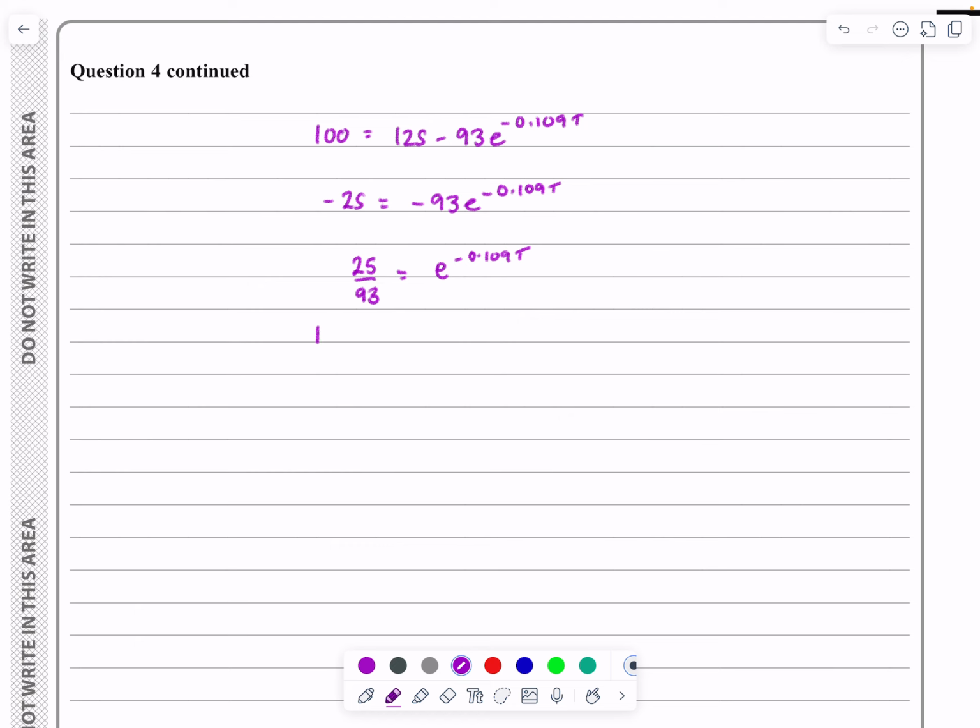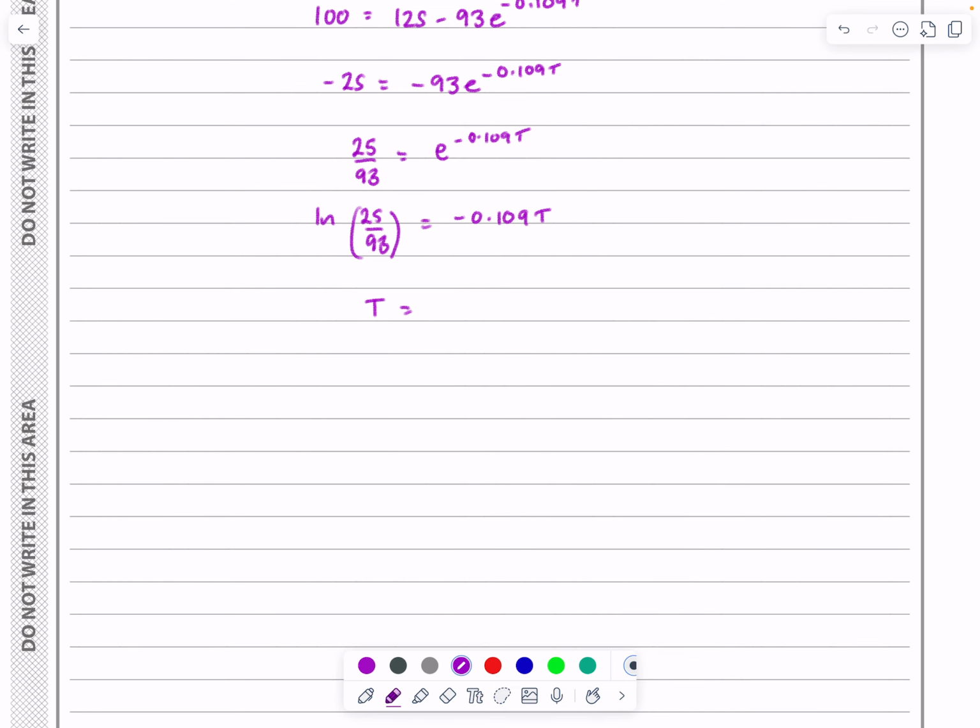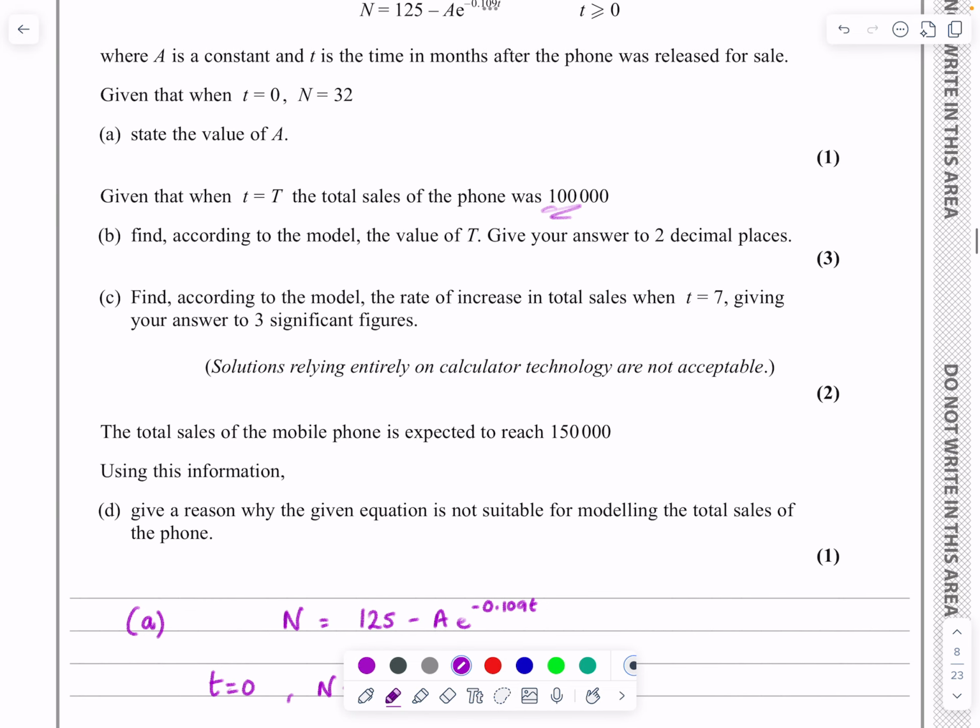If this is causing you any problems, you need to go back and do more work on solving these exponential equations. This is a very straightforward process to do, and then t is going to be equal to that, divided by minus 0.109. So log of 25 over 93 works out to be roughly minus 1.3137, divided by minus 0.109, but put the whole numbers in and t works out to be equal to 12.05.